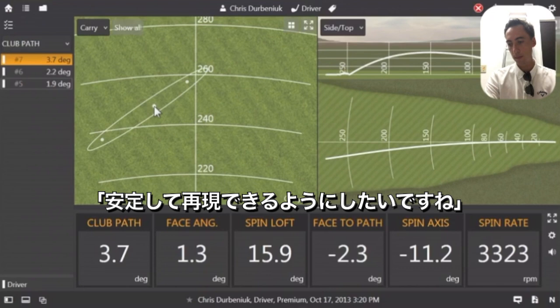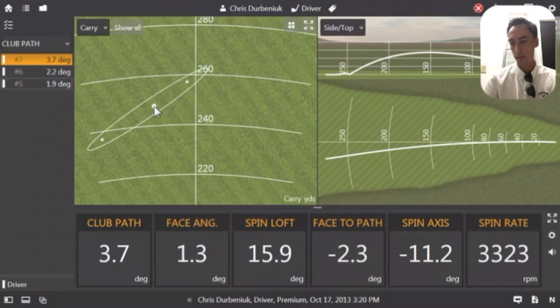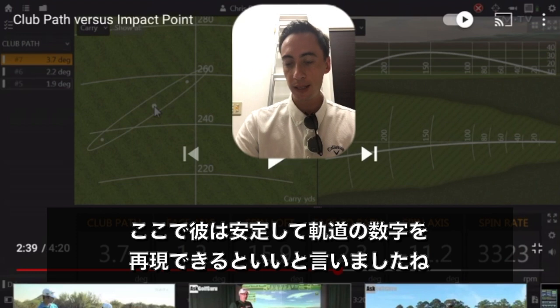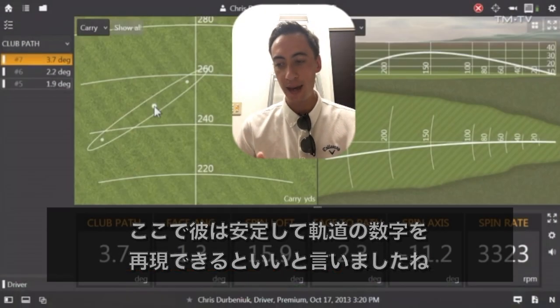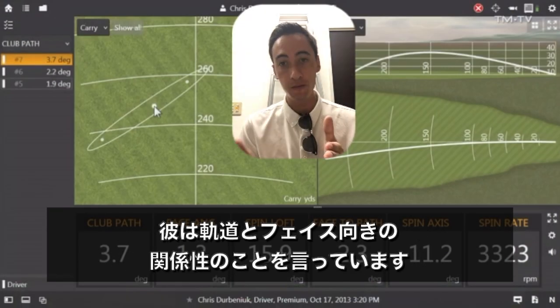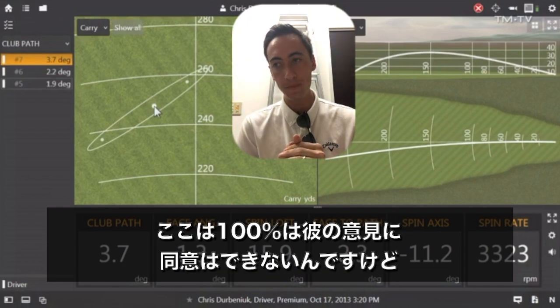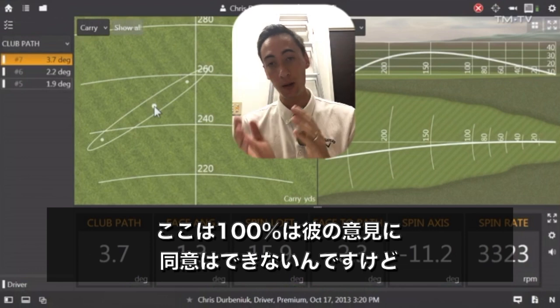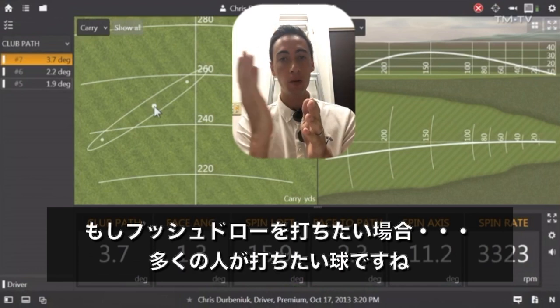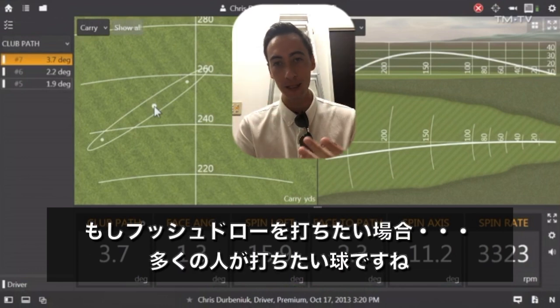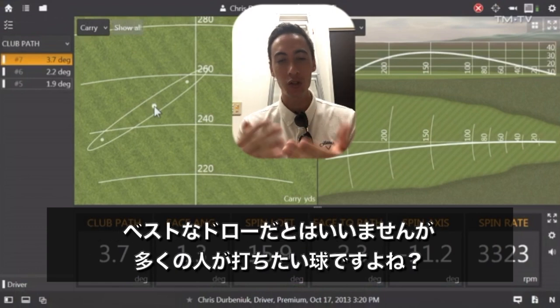I'd love to see them be consistent with that. Okay, that's a good number. Real quick, when he's saying he'd love to see him consistent with that, he's talking about the club path to face angle relationship, or the face to path. If you want to see a push draw, which is what most people like to see, and this is where I'm not 100% agreeing with it, I'm not saying that's the best way to hit a draw. It's just what most people like to see.